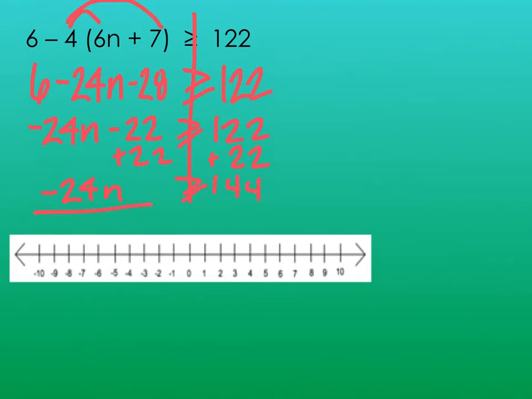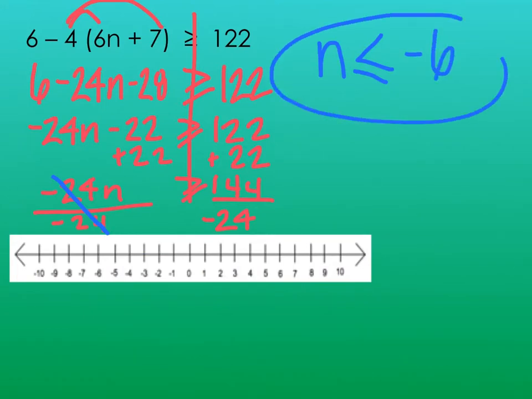I would want to divide by negative 24. Since I am dividing by a negative, that tells me that I need to flip my sign. So this will cancel, and I'll end up with n. When I flip my sign, it goes from a greater than or equal to a less than or equal to. And then 144 divided by negative 24 will give me a negative 6. This would be the solution to that inequality.